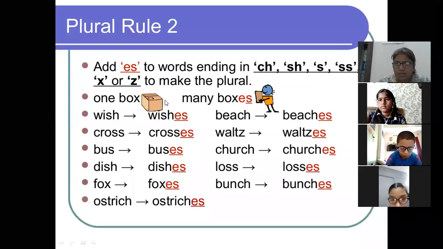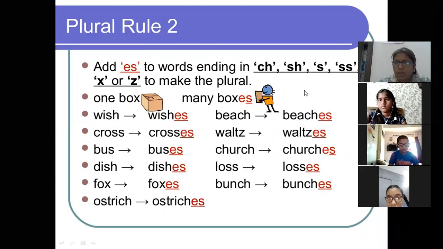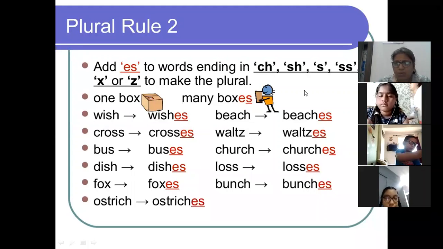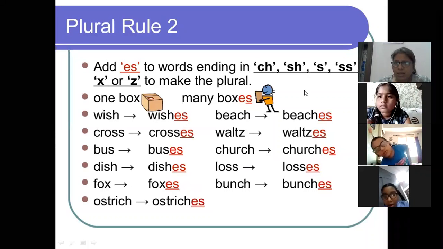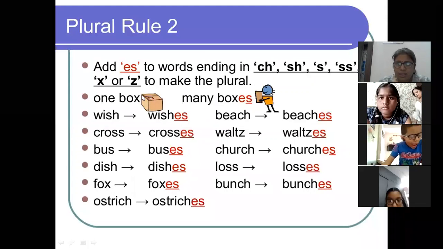When we talk about only s, there is no word given in the example, so you can say gas. It is ending with s and we are making it plural by adding es, so it is becoming gases. Same with double s, cross. Ending with double s, we add es, so cross is becoming crosses. Now when we talk about x, fox, foxes. Next z, waltz, becoming waltzes.